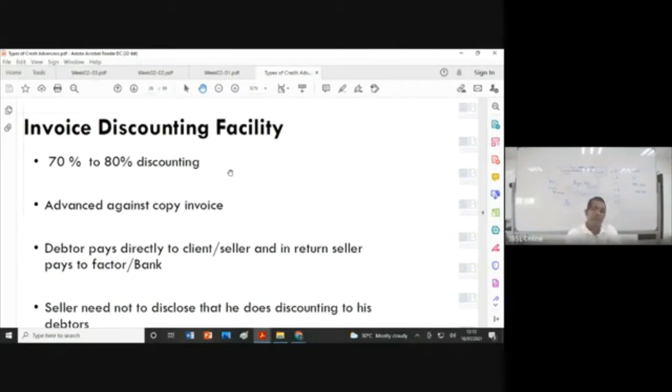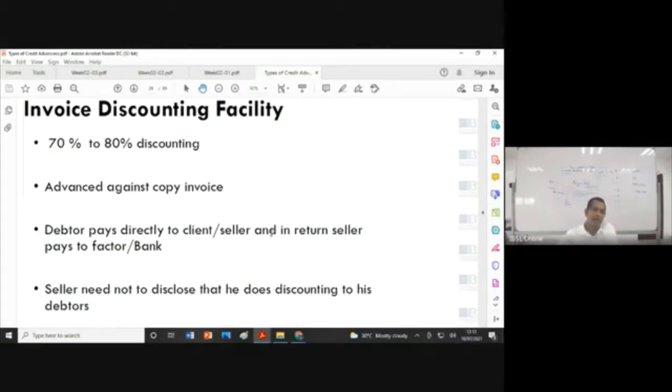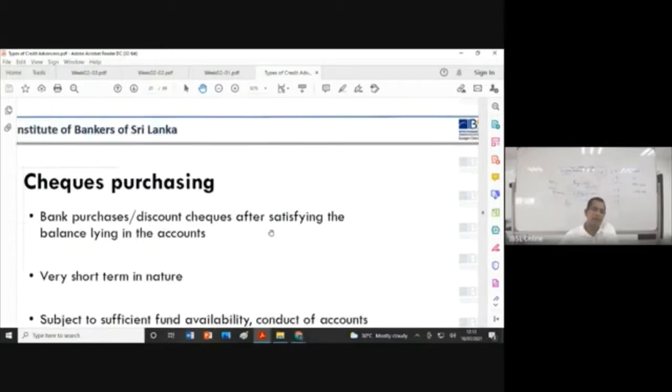The advance against copy invoices, because we are not looking at getting money and the customer will not know we have discounted. Debtor pays directly to the client seller and in turn seller pays the bank. Seller need not disclose that he discounts to his debtors.